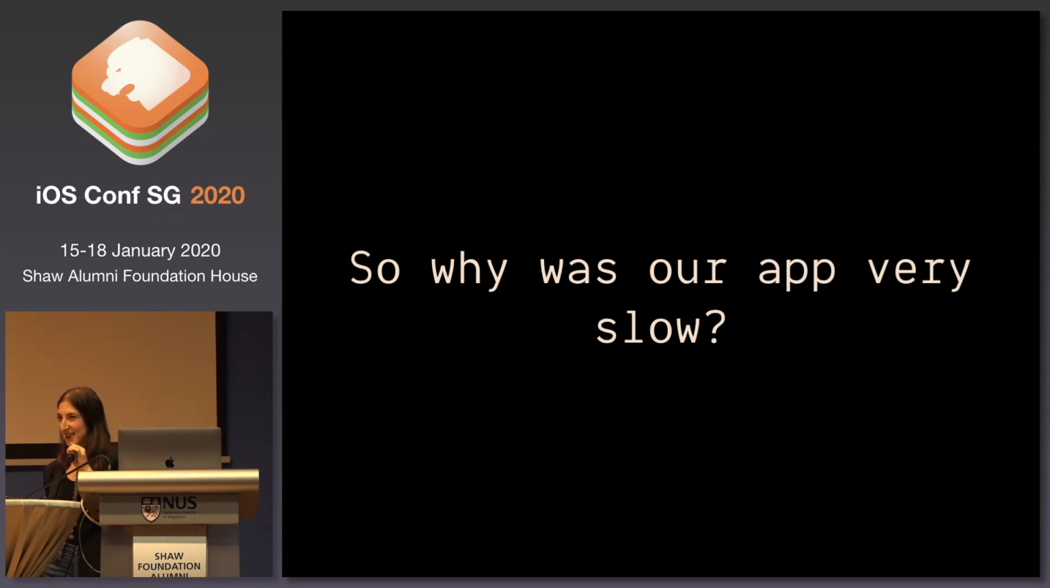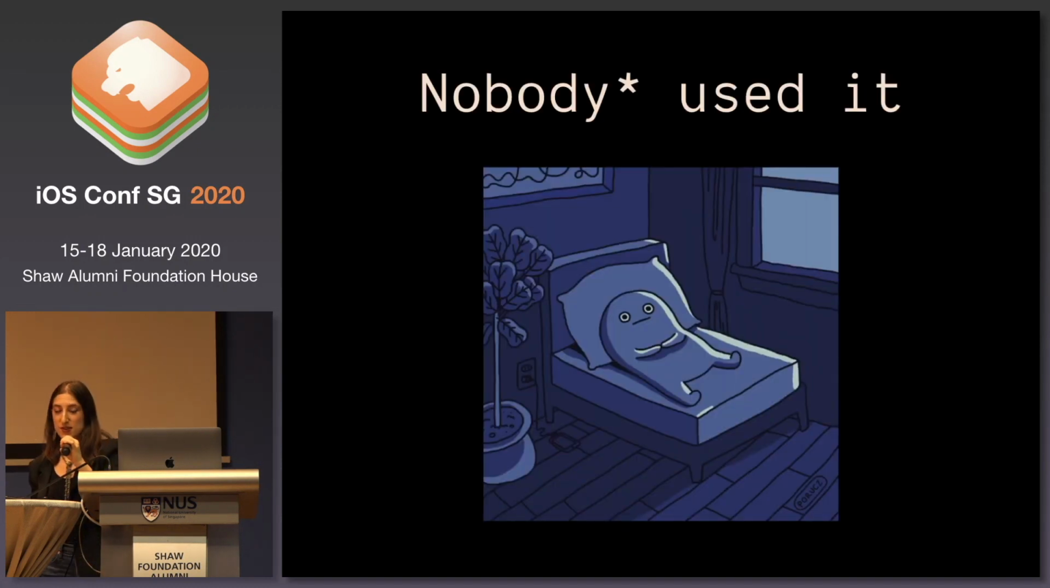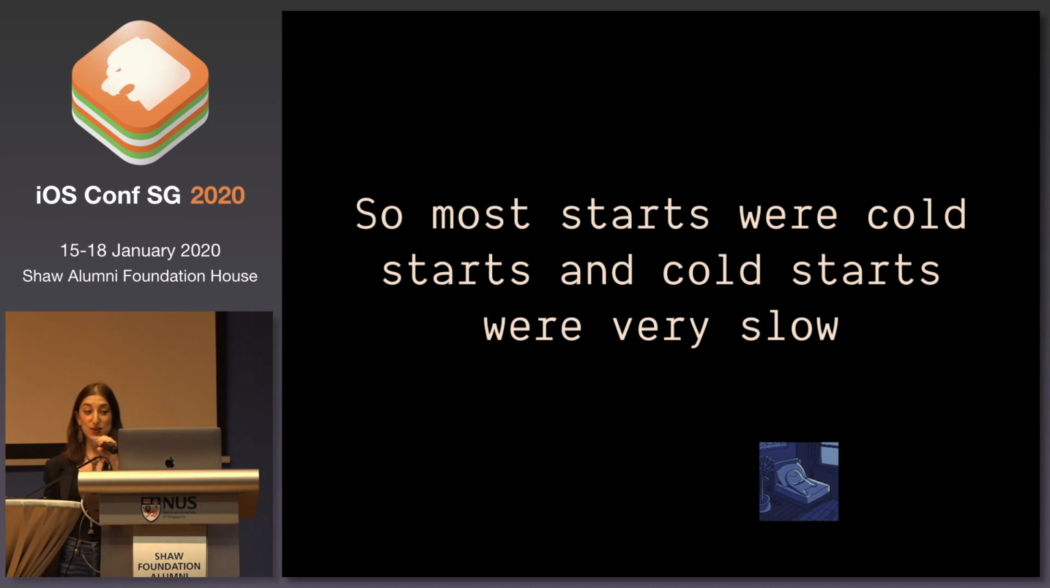Does anyone have an idea? Maybe don't chat out, but just think, why was our very small app so slow? Because nobody used it. So sad. Our app had not yet launched, so that's why nobody used it. But nobody was using this app. And so most starts were cold starts, and cold starts were very slow.